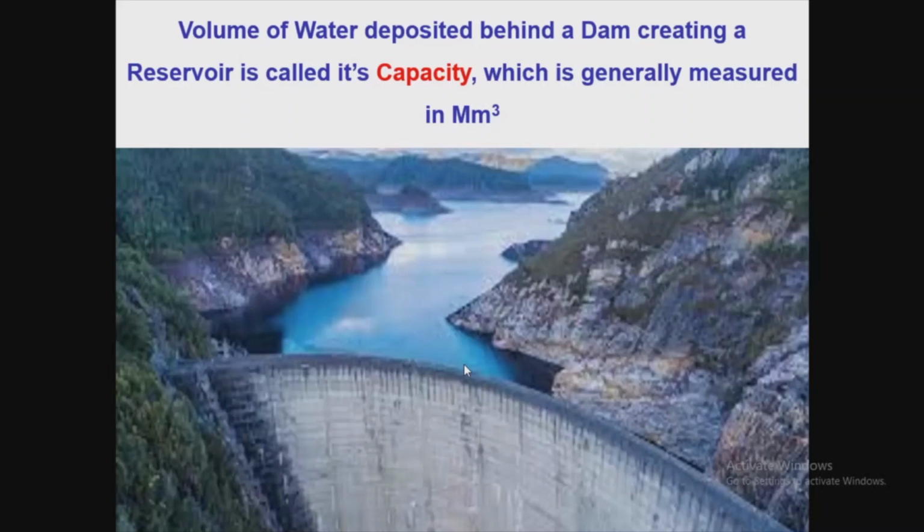So whatever storage is created from the bottom of the river to the top of the dam, this storage is measured in million meter cube. You have to understand the term that capacity is measured in million meter cube in case of reservoirs.